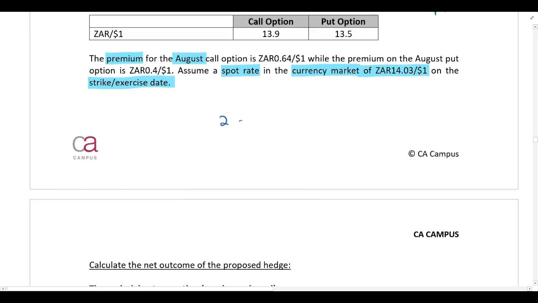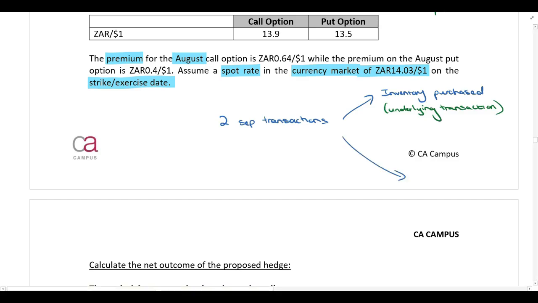Now, once again, we are going to look at this as two separate transactions. We have the inventory that's being purchased, which is the underlying transaction. And we have the option contract. So two separate transactions, meaning we are going to perform two separate calculations.